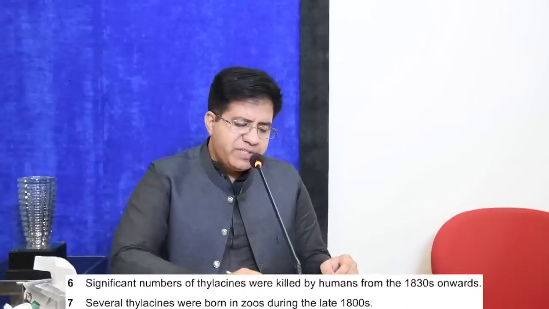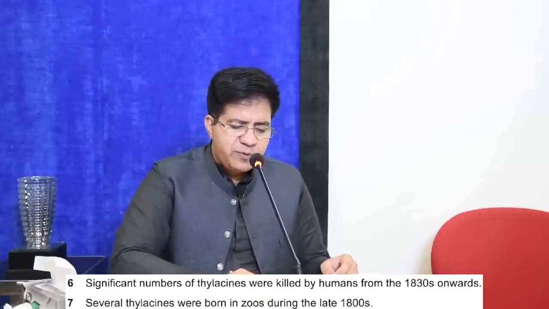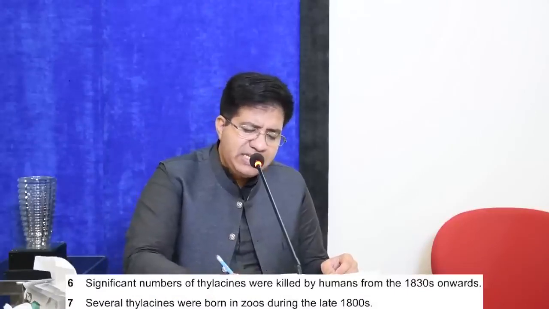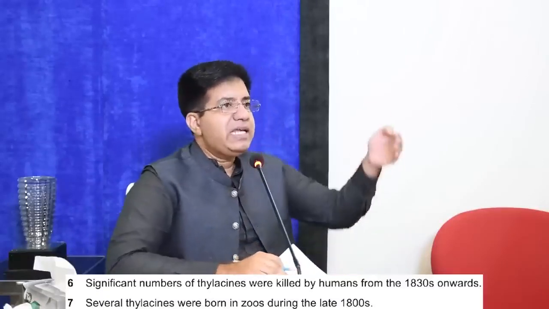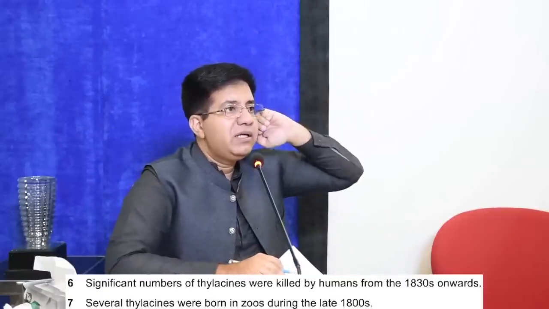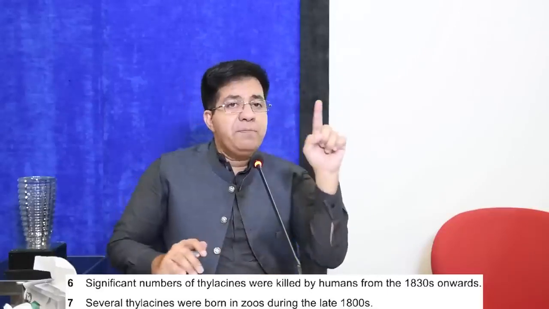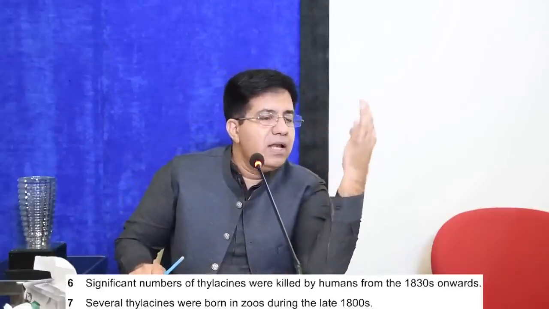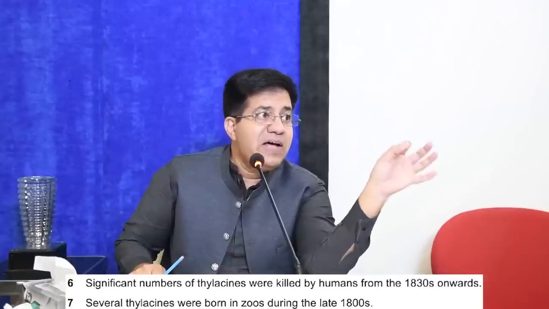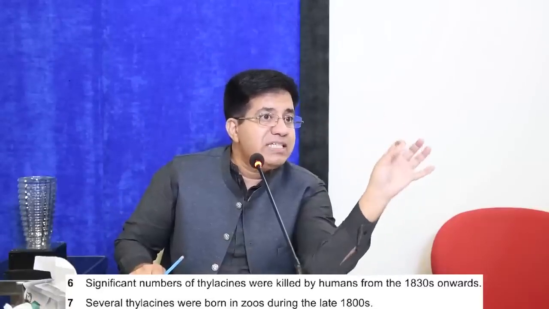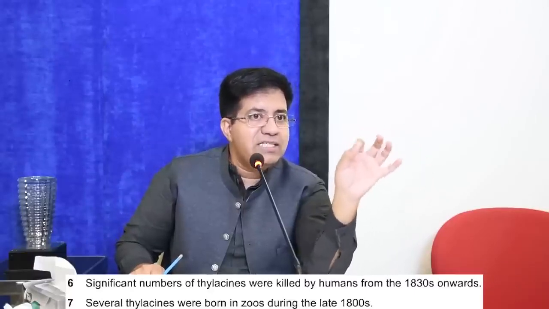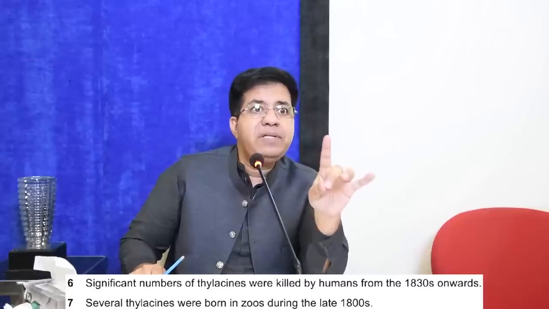Let's go on. Question number 7. Several thylacines were born in zoos. Underline several thylacines born in zoo during the late 1800s. Now listen. Late 1800s. What does it mean? This is very important point. Late 1800s. What does it mean? No, listen. Late 1800s means 1770, 1780, 1790, 1795. Remember this thing.